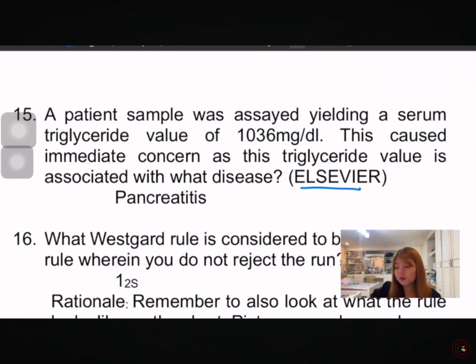So, word per word siya, the question is, a patient sample was assayed, yielding a serum triglyceride value of 1,036 milligrams per deciliter. This caused immediate concern as this triglyceride value is associated with what disease? The answer is pancreatitis or acute pancreatitis. This question is lifted directly from Elsevier, as I said. So, basahin niyo yun guys kasi sayang yung mga ibang points. I think nasagot ko naman 'to ng tama, pero siyempre mas magandang sure pa rin.